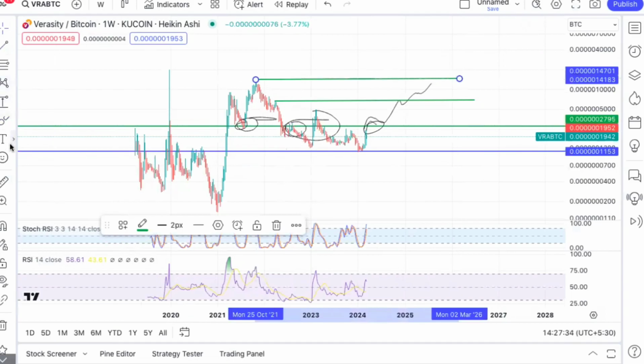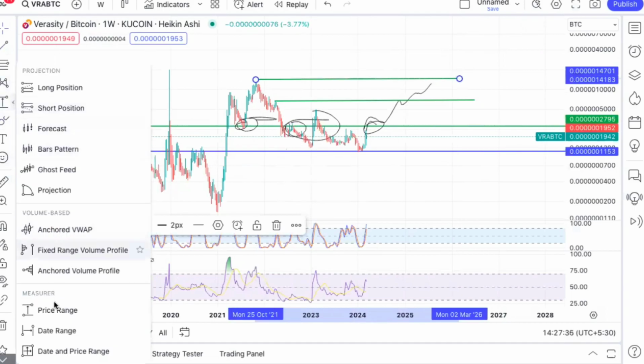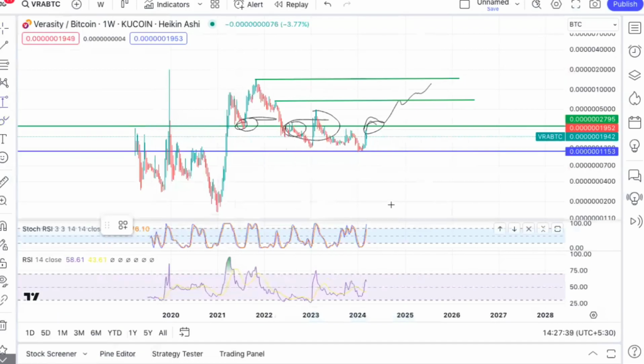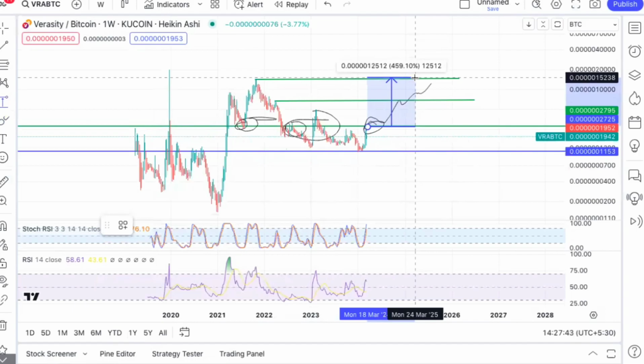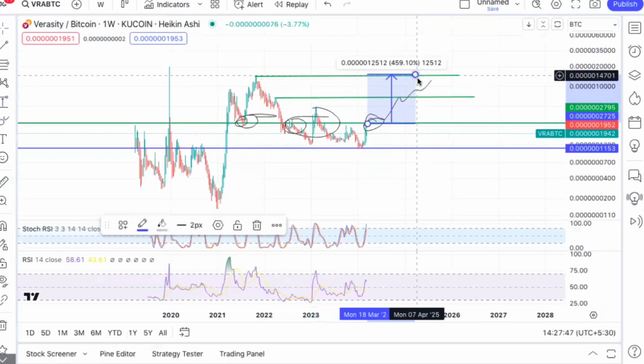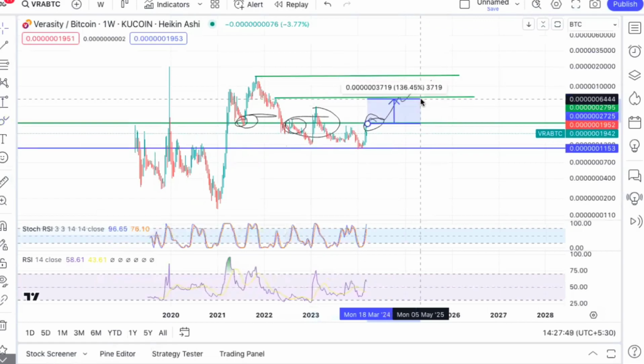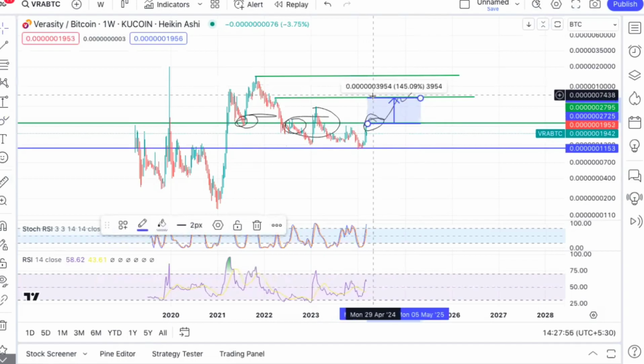So even if you consider it going and retesting its previous all-time high against the Bitcoin pair, it's 500% from the current price, around 460%. And if you consider this, then it's around 145%. So huge upside potential against the Bitcoin pair.